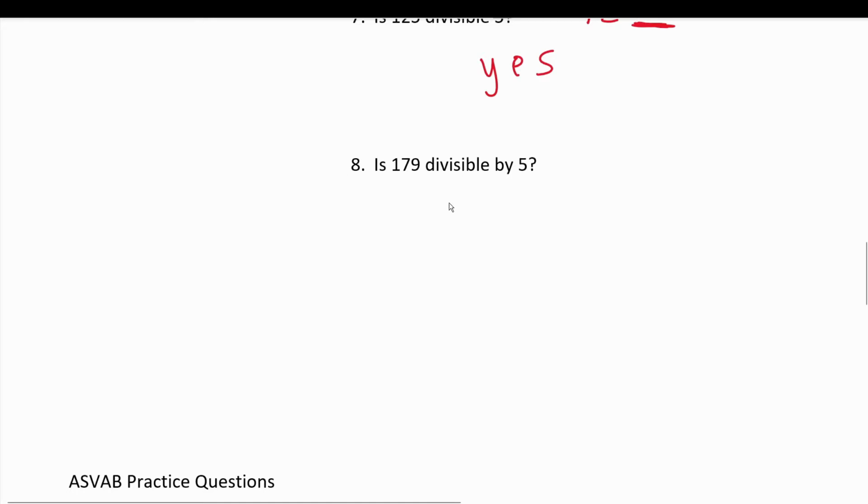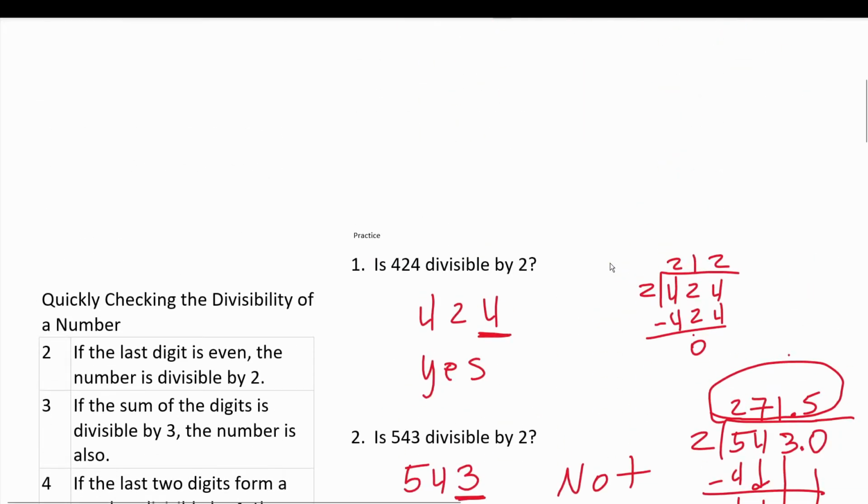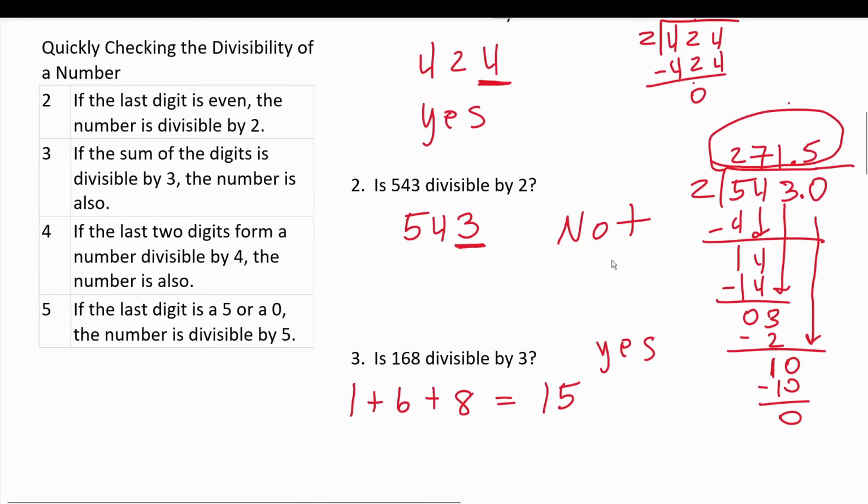And number 8 says, is 179 divisible by 5? Again, according to the rule, if the last digit is a 0 or a 5, then the number is divisible by 5. This is a 9. It's not 0 or 5, so no, 179 is not divisible by 5. All right. So again, those are the rules as to how you quickly check the divisibility of a number.